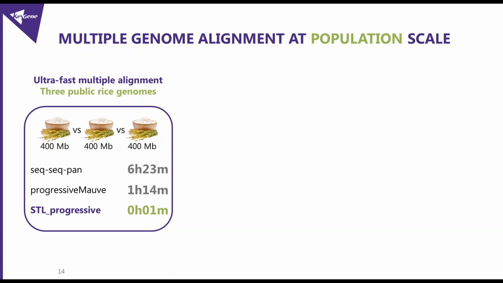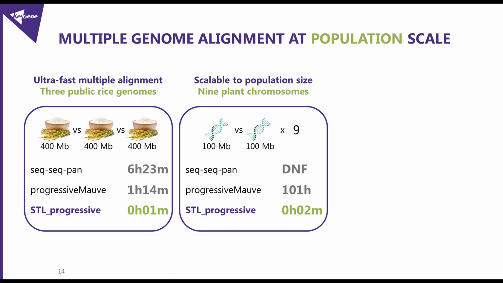Now, how does this scale to large number of genomes? To answer that, we took 9 plant chromosomes. The chromosomes were about 100 megabytes in size. We had 9 different individuals. We took the same chromosome, and we again asked these 3 tools, can you make a multiple alignment of this? We gave them a week. seq-seq-pan did not finish. Progressive MOVE finished in about 4 days. And our own STL Progressive aligner finished in 2 minutes.